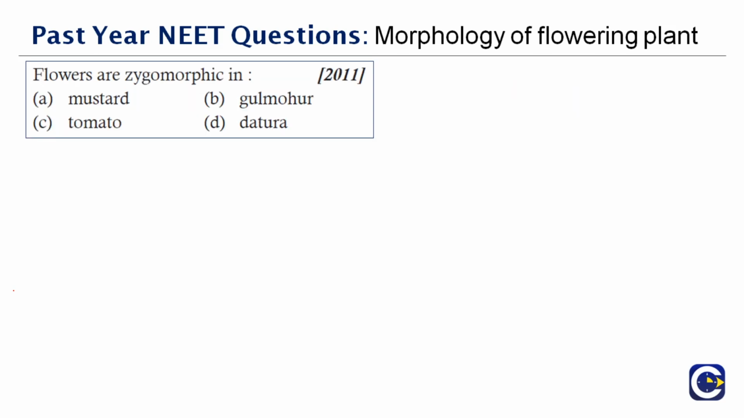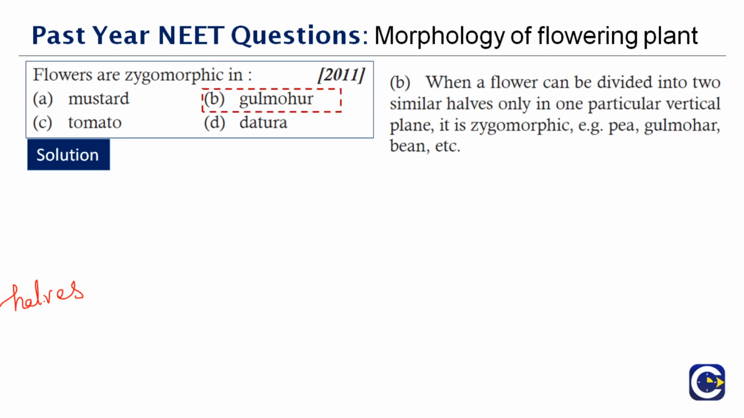Okay. Next question here. Flowers are zygomorphic in dash. See, when a flower can be divided into two similar halves only in one particular vertical plane, then you term it as zygomorphic. What do you mean by zygomorphic? You are cutting it into two halves, but only in one particular vertical plane. I mean, you can cut it only in one direction. You're not able to do it in any axis, any plane. So that is called zygomorphic, and the examples which come under this are pea, gulmohar, and bean, etc. Therefore, the right answer to this question is gulmohar, which is option B.